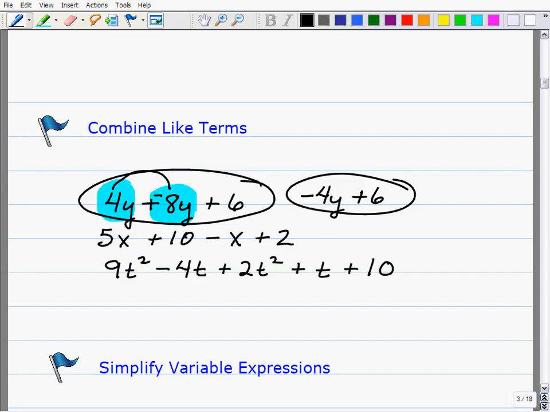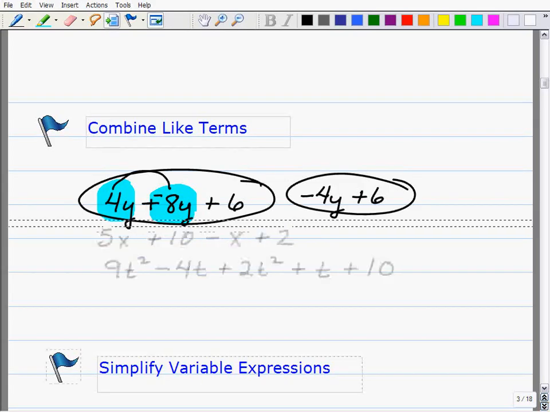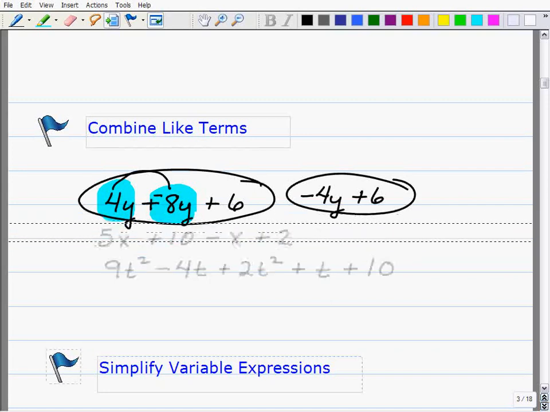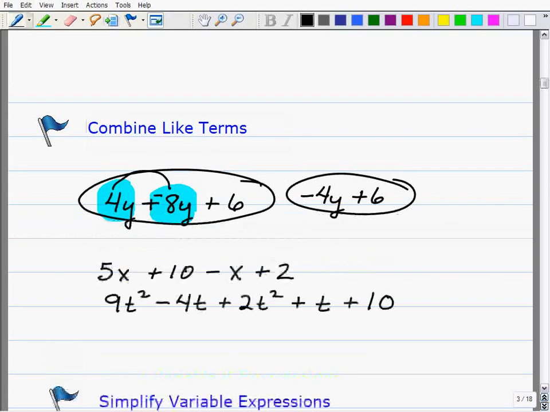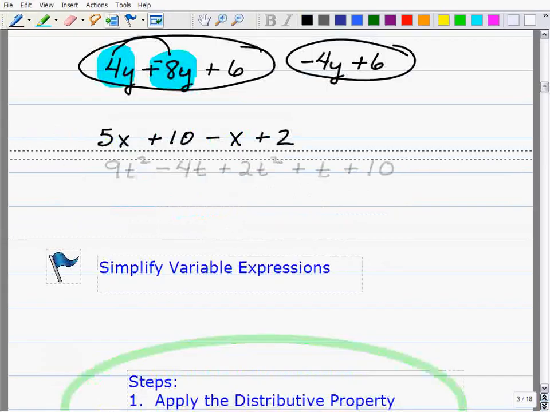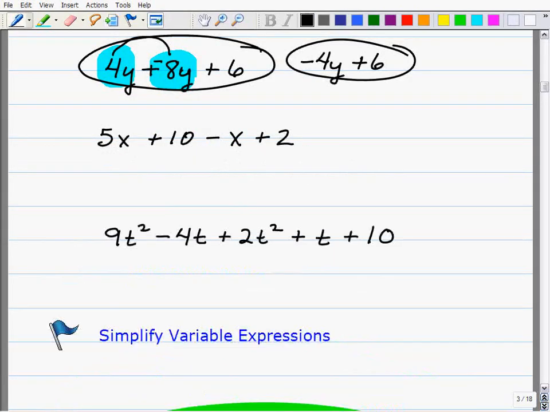Okay, and we want to do this in algebra. We want to be able to combine like terms. It's a real basic skill. Let's go ahead and do another problem here. Give ourselves a little bit of room. Okay, so the first thing is we have to identify what like terms are. So let's see if we can identify the like terms.